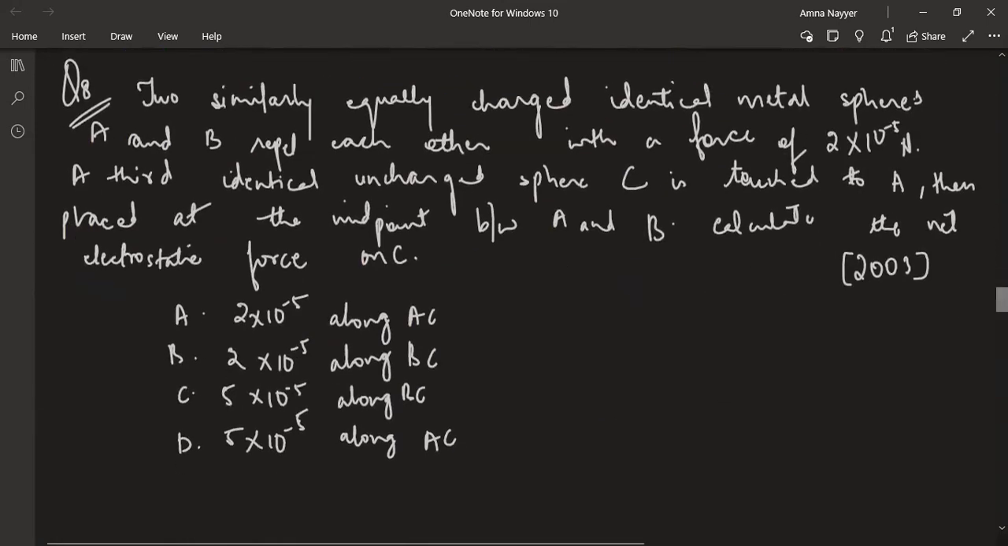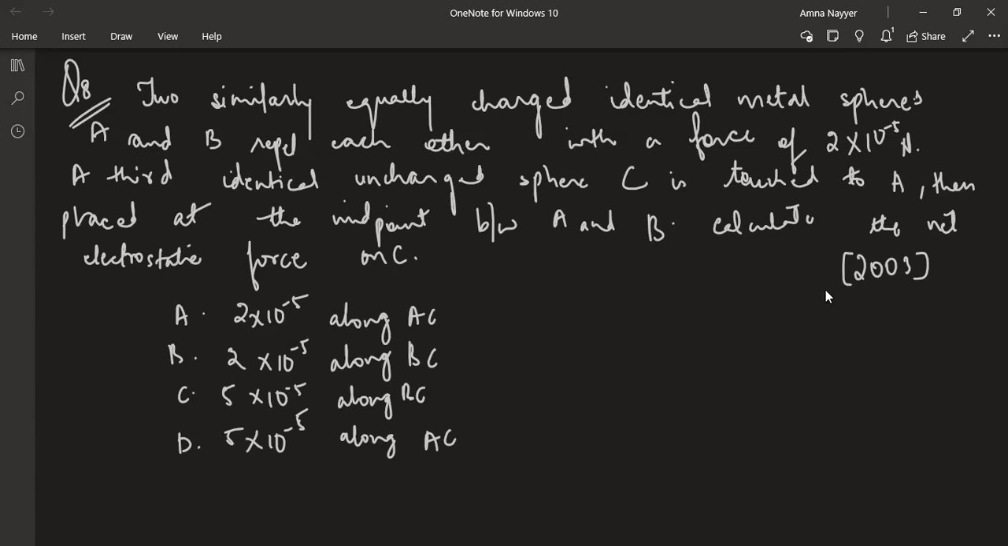Try this one first. Two similar, equally charged identical metal spheres, A and B, repel each other with a force of 2 into 10 to the power minus 5 Newton. A third identical uncharged sphere, C, is touched to A. Then it is placed at the midpoint between A and B. You have to calculate the net electrostatic force on C. Try this. This is a question from 2003.